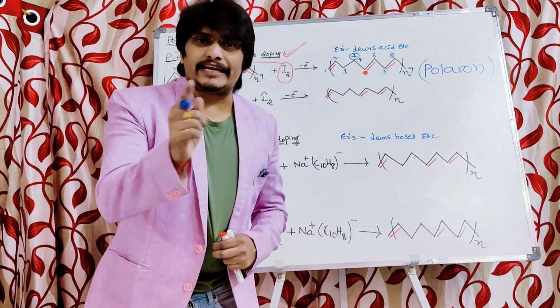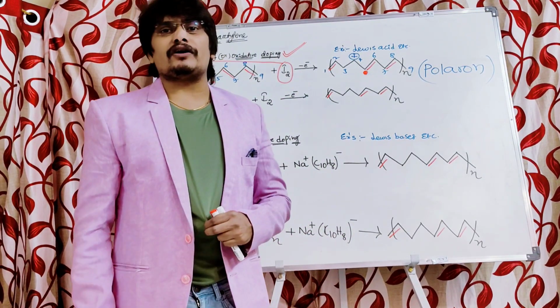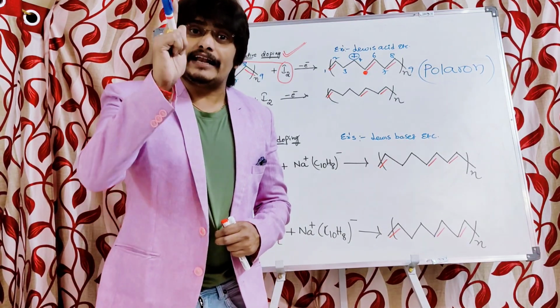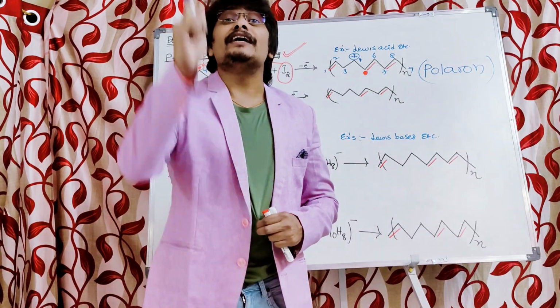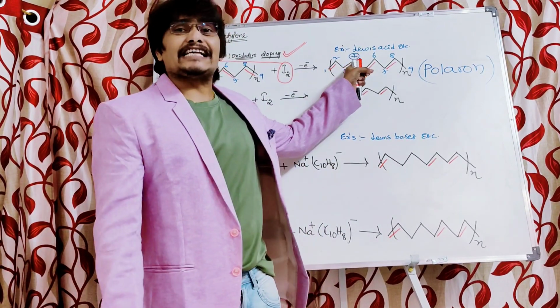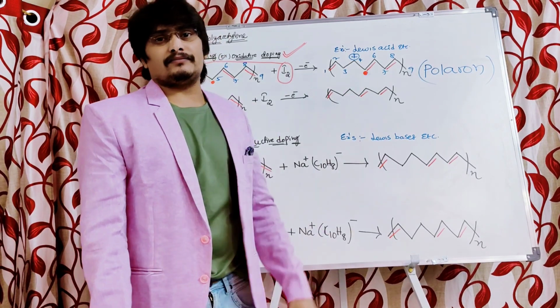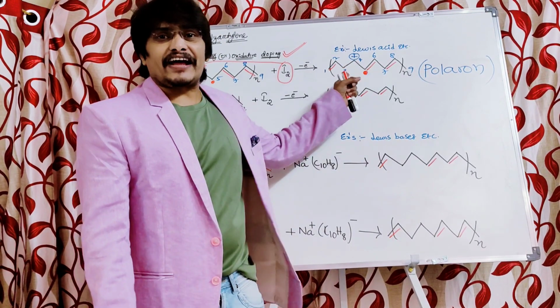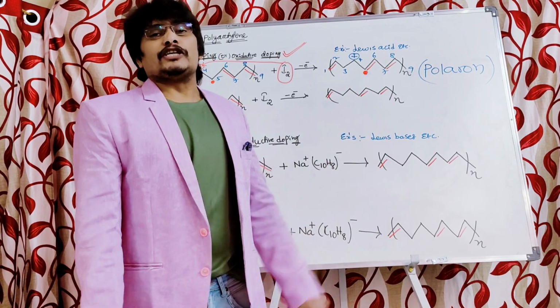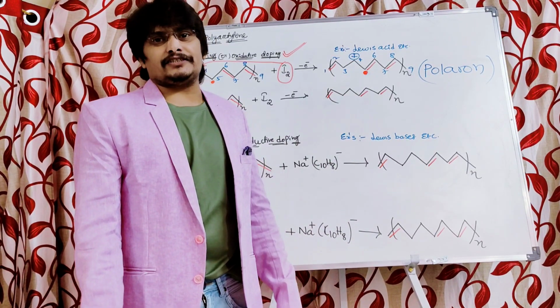So the carbon cannot bear the positive charge on it, nor the negative charge. It wants to be in the neutral form. But here the positive charge has resulted on the carbon. Now such a structure is an unstable structure.